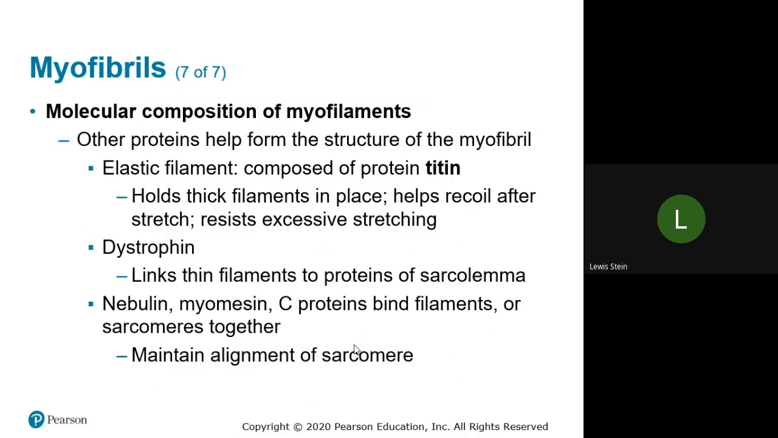That's that flexible tube. Remember, the filaments are those individuals, actins and myosins. The elastic one, titin, holds the thick filament in place, recoils, resists excessive stretching. Dystrophin. Now, usually when you see the prefix dys, like dysphagia, trouble eating, it usually means an irregularity. For whatever reason, I think they named the protein for the disease. That's my take, because a lot of times we'll do that. Dystrophin links thin filaments to the proteins of the sarcolemma.